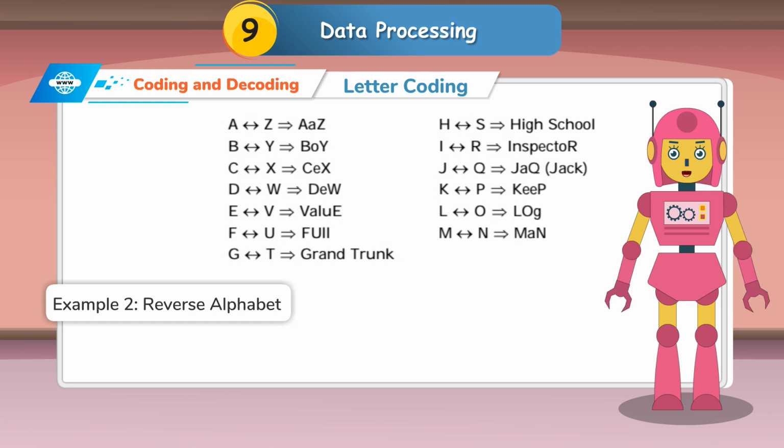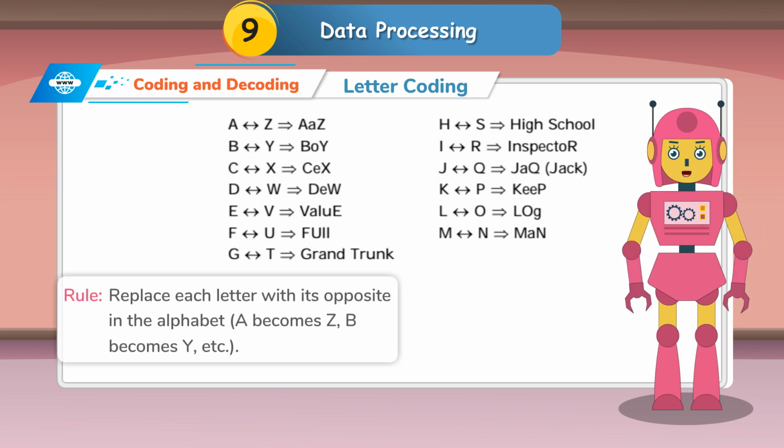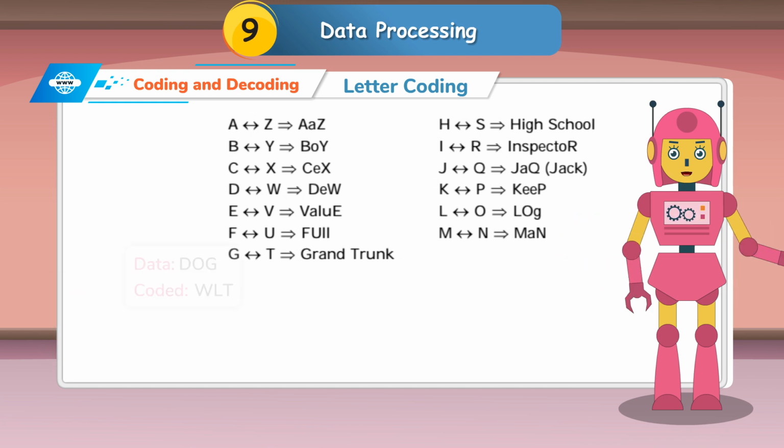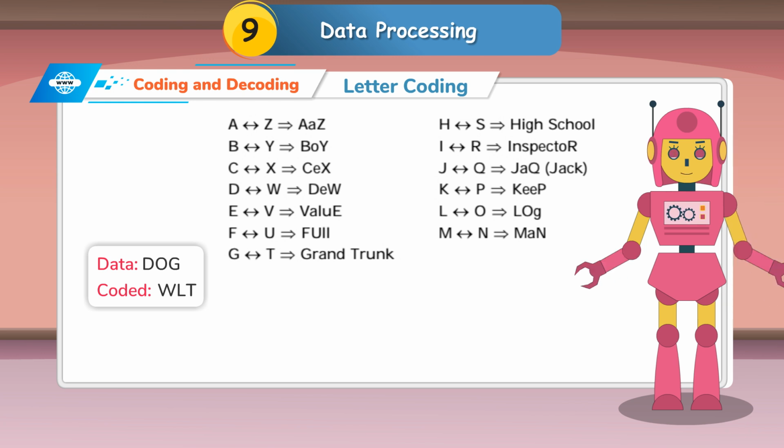Example 2. Reverse alphabet. Rule: replace each letter with its opposite in the alphabet. A becomes Z, B becomes Y, etc. Data: dog. Coded: WLT.